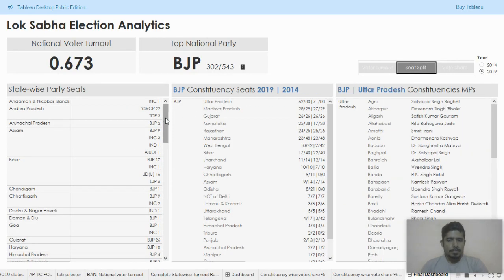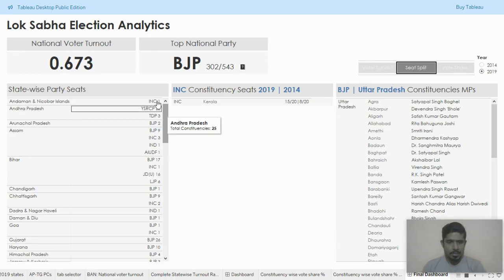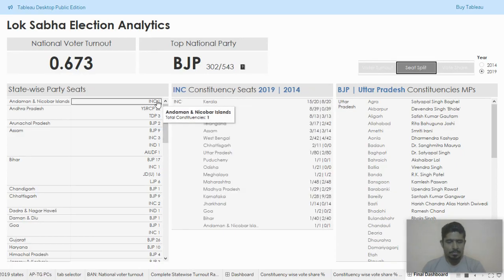And seeing these three tables one by one. So state-wise party seats is representing the number of seats secured by different political parties on different states. For example, Andaman and Nicobar. In Andaman and Nicobar, INC secured one seat. If I hover over this, then, as the tooltip reads, Andaman and Nicobar has only one constituency, and this constituency is secured by INC.